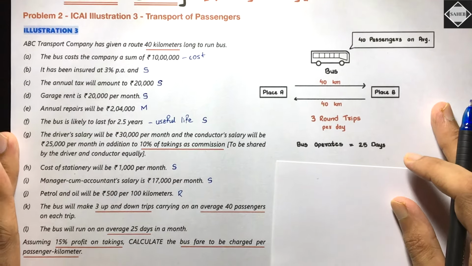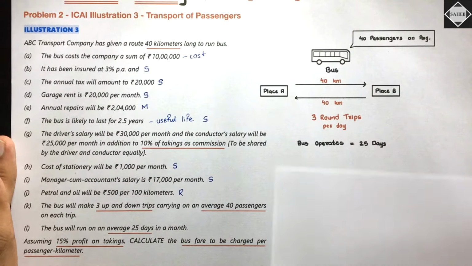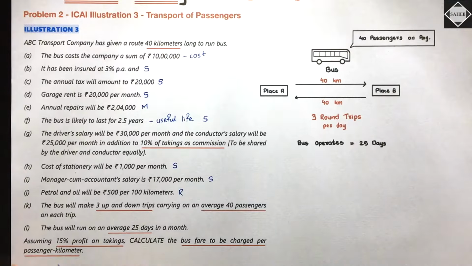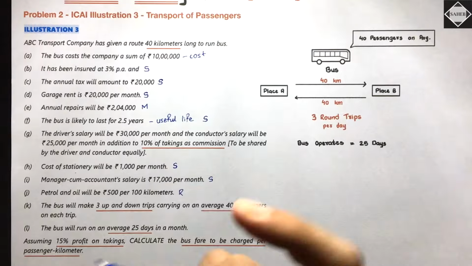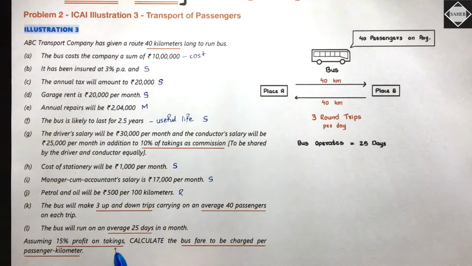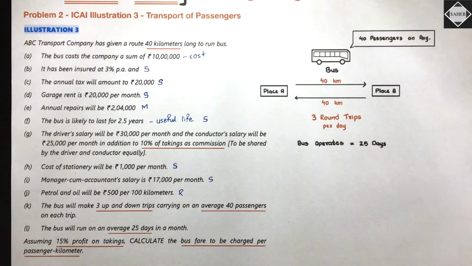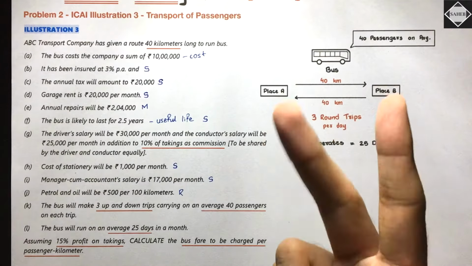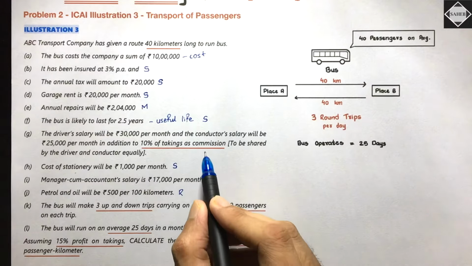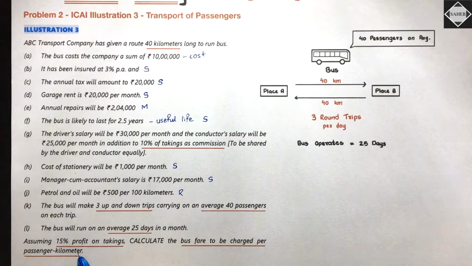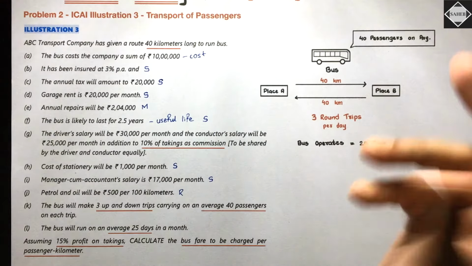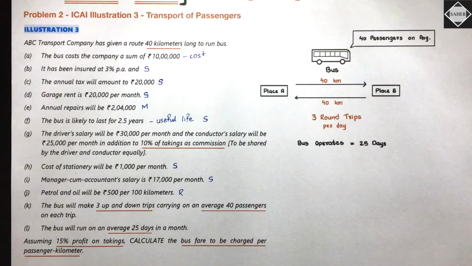Then what is the requirement of this question? Let's just read the requirement. See here, they are saying assume 15% profit on takings. Our desired profit is how much? 15% on sales. Takings means sales, 15% on sales. Have they given us the sales? No, they have not given us the sales. We have to calculate that. Two things you have to calculate on the basis of sales: 10% commission and 15% profit. Both of these have to be calculated on sales. So sales is a very important figure that we have to find out. Okay, we'll find out, don't worry.